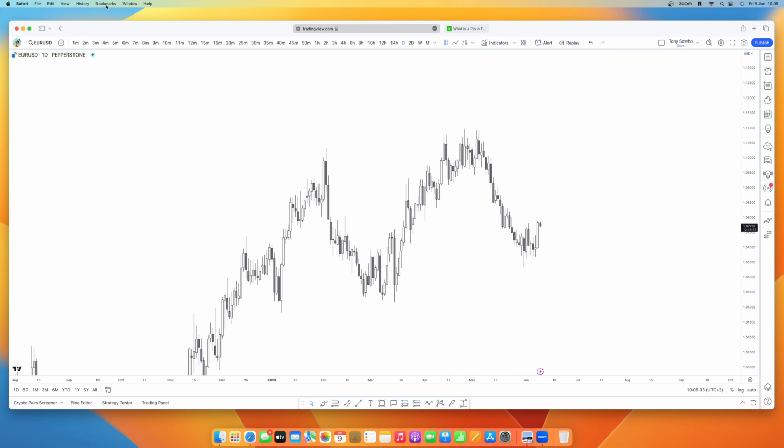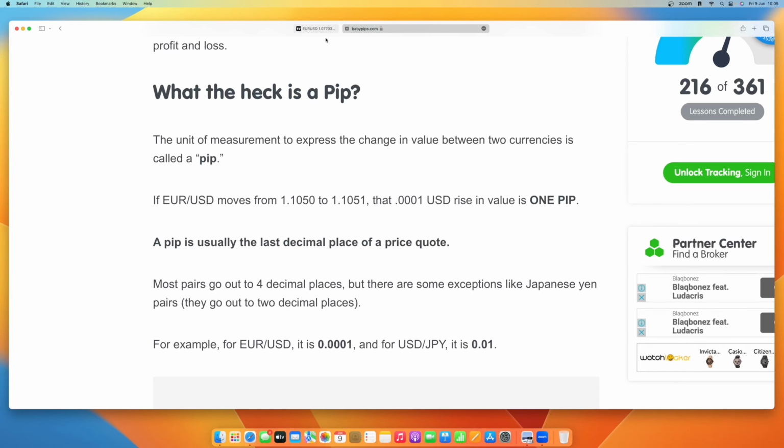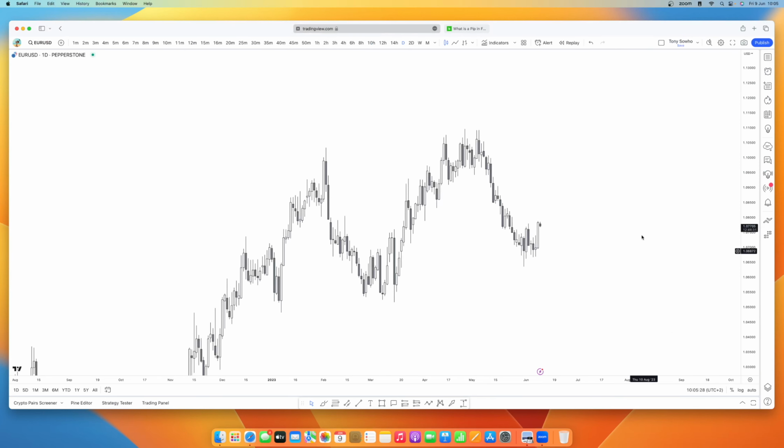So like they were saying here, if Euro USD moves from 1.1050 to 1.1051, Euro USD has increased by 1 pip. That's how you get it. Very easy. It's just the 4 numbers after the decimal. So the present price for Euro USD now is 1.0770, and let's see if it gets to 1. That means the price of EU has increased by 1 pip. Now it just got to 1. You can see Euro USD has increased by 1 pip.